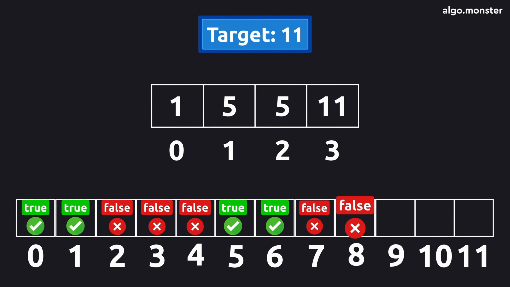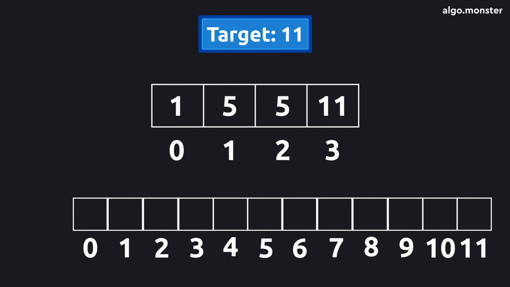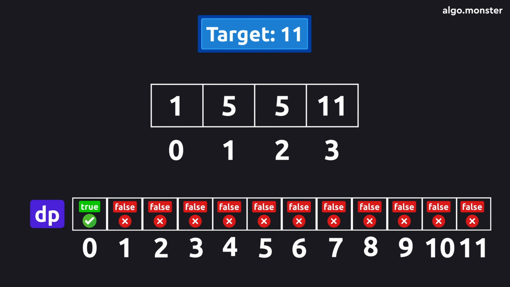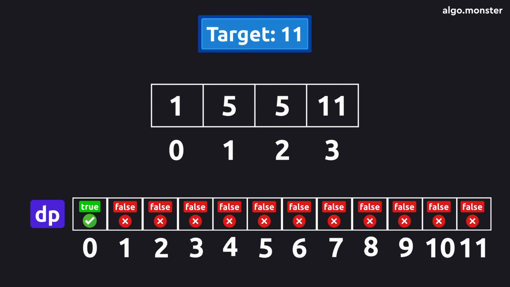But how do we fill this array? That's where our earlier observation comes in. New sums are built from already reachable ones. Look closely. This is the key moment. Let's take our first example. Target sum is 11. We create an array from 0 to 11, 12 elements in total. Initially, all values are false except index 0, because sum 0 is always reachable if we take nothing. All other sums haven't been built yet, so they're false.